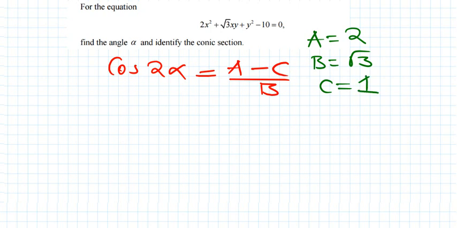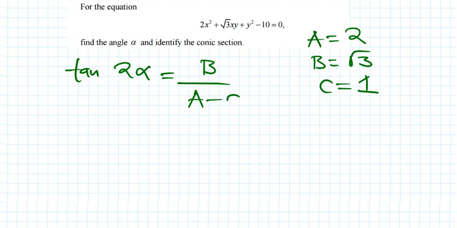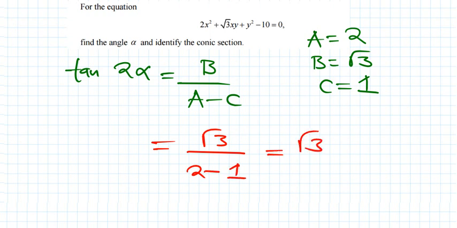So let's use the tan. tan 2α is equal to, what did we say? We said it's b over a minus c, right? So our b is what? Root of 3. Our a is 2, our c is 1, so a minus c is 1, and we end up with root of 3.